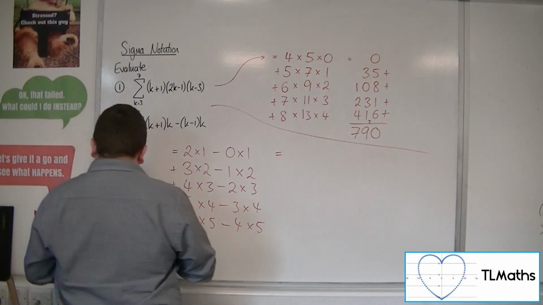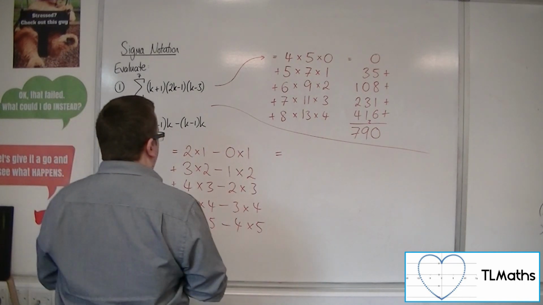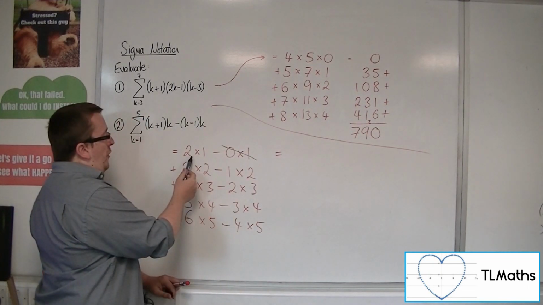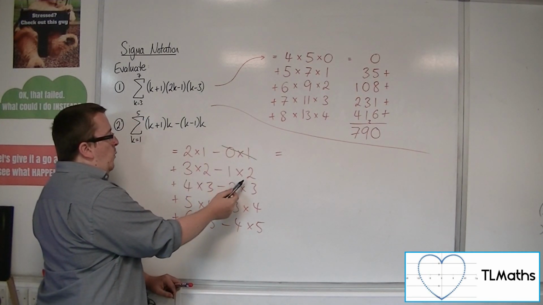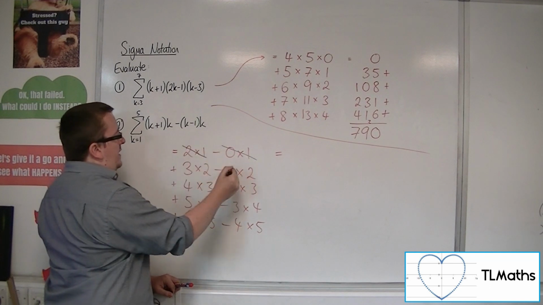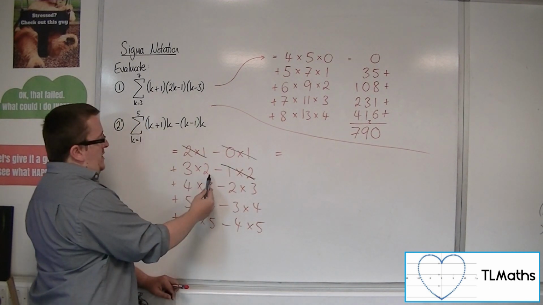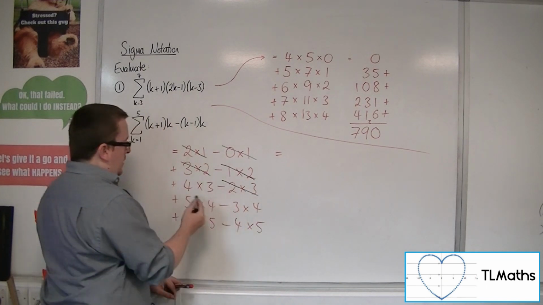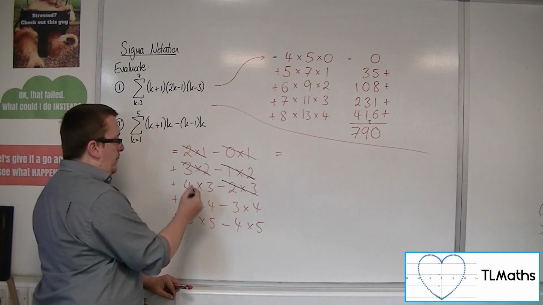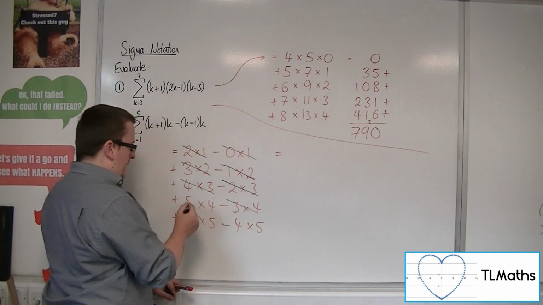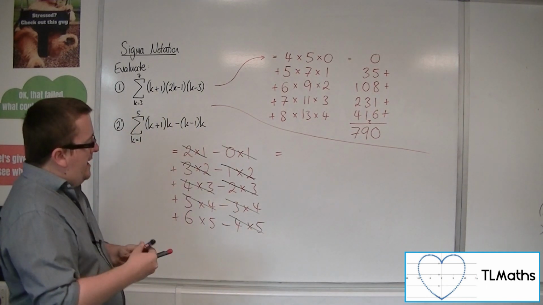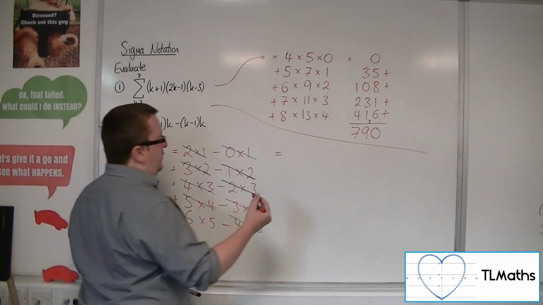Okay, so what have we got? Well, the 0 times 1 is clearly just 0. Now here we've got a 2 times 1, and then we're taking away a 1 times 2, so they're going to cancel each other out. 3 times 2, and then take away 2 times 3, so they'll cancel. 4 times 3, take away 3 times 4, they'll cancel as well. 5 times 4 will cancel with the 4 times 5, and so we're left with just 6 times 5, which is 30.